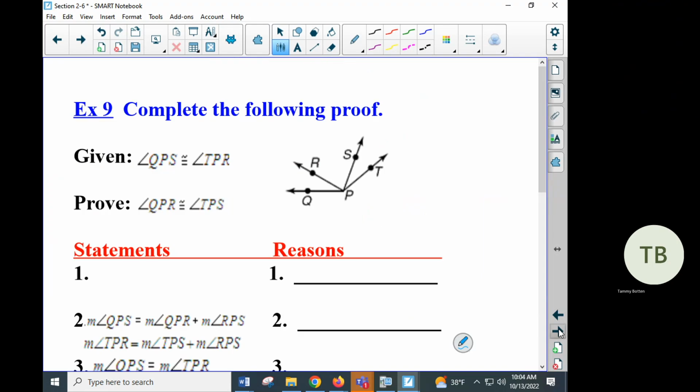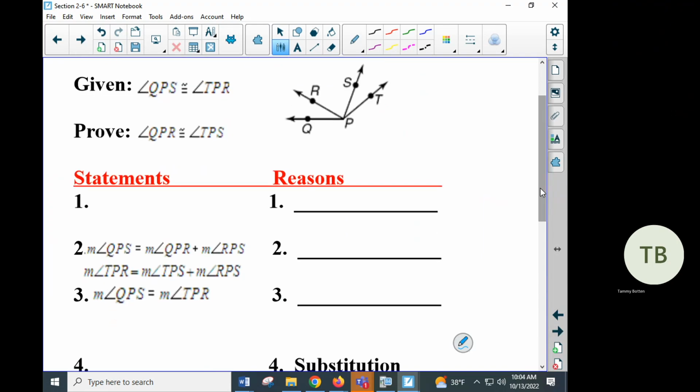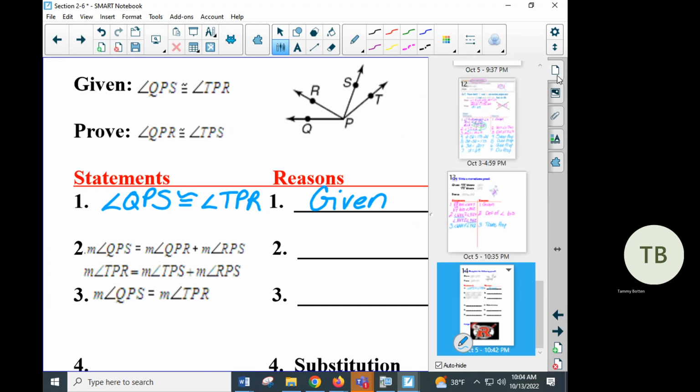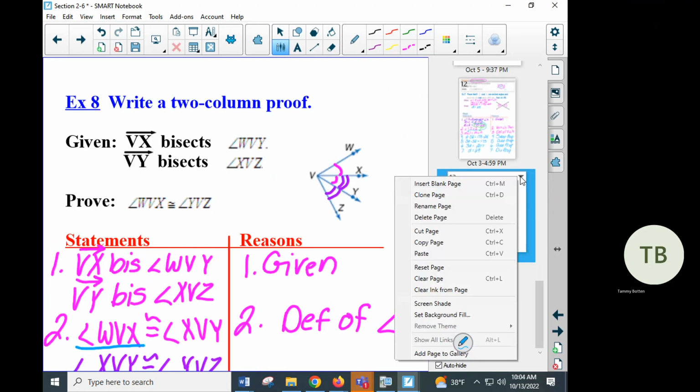Now let's go to this last one. And again, we have a given, so let's start there and do angle QPS is congruent to angle TPR, and that is given.